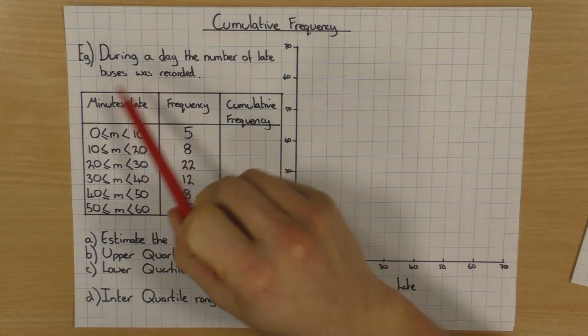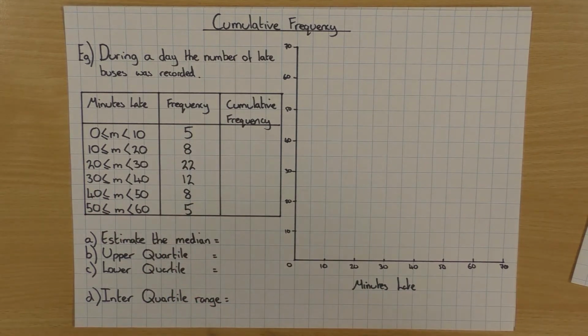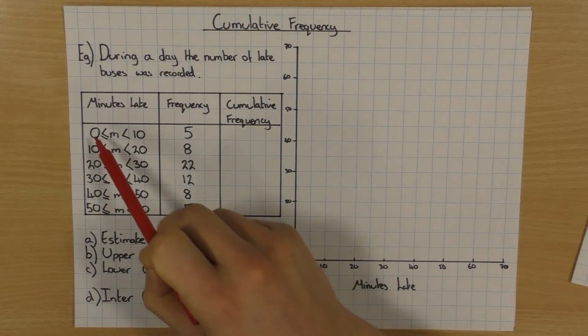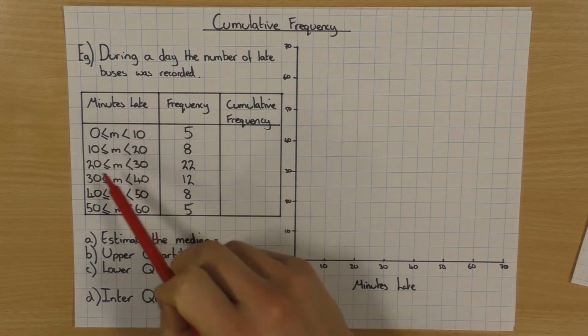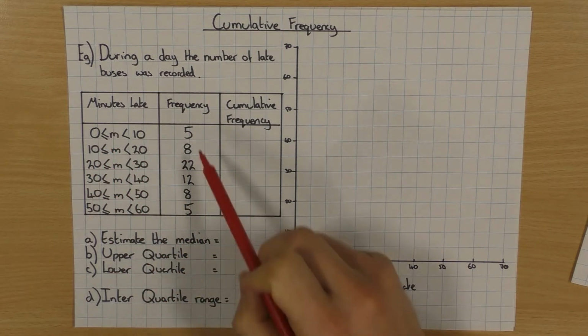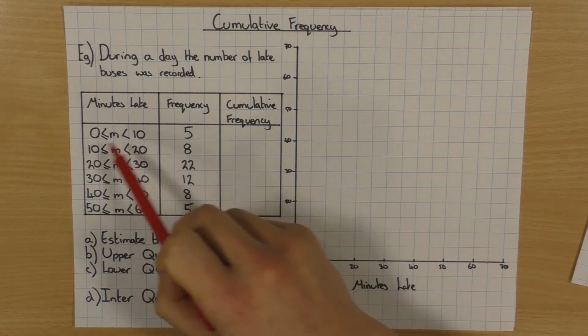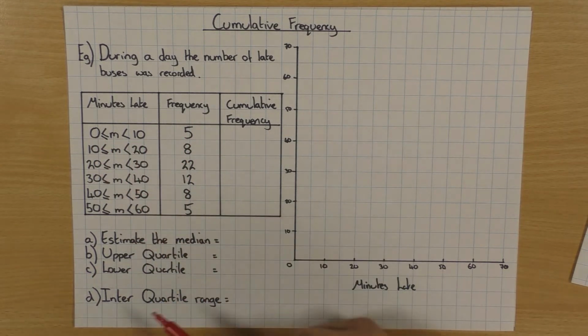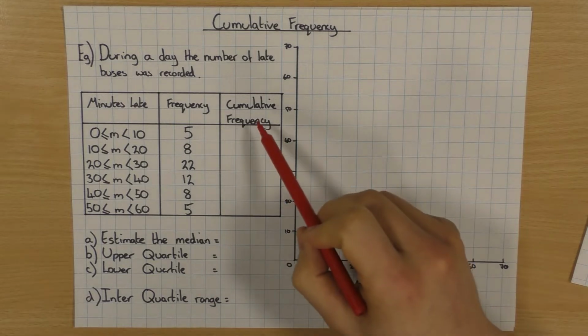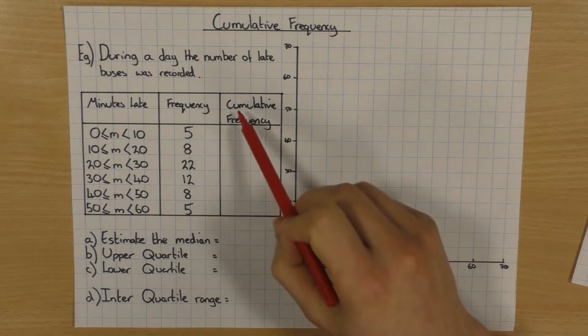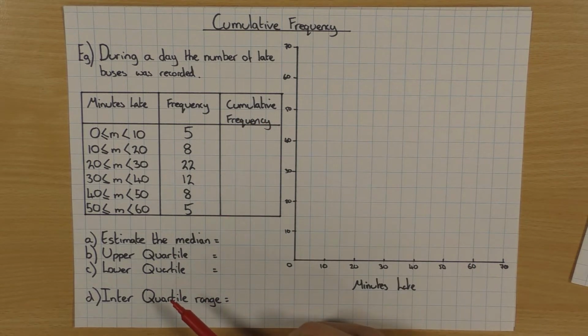So if I have this example here, during a day the number of late buses was recorded. So here's the number of minutes late between 0 and 10, 10 and 20 and so on, and here I have the frequency, so how many buses were between 0 and 10 minutes late, it was 5 and so on and so forth. So cumulative frequency, as I said, the cumulative bit just means it's a running total.